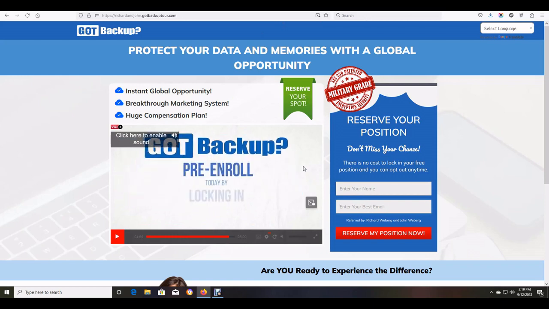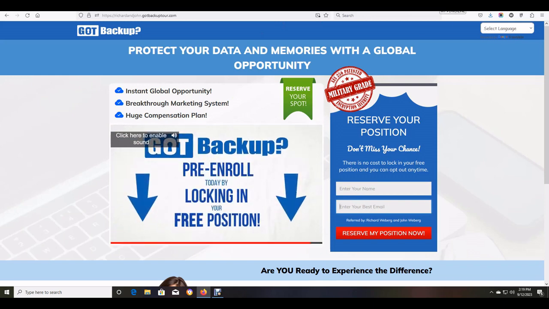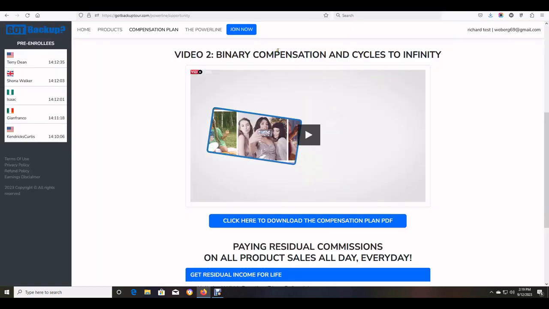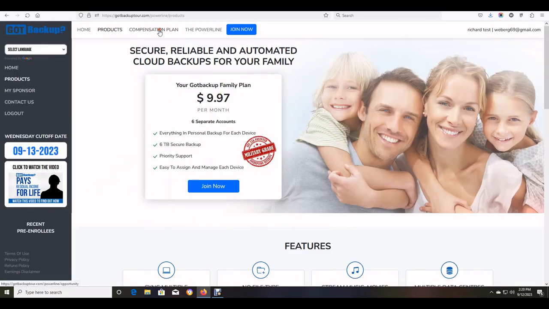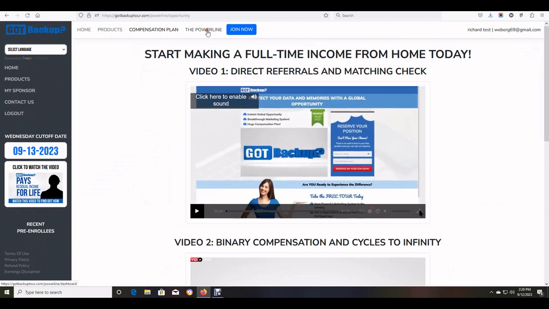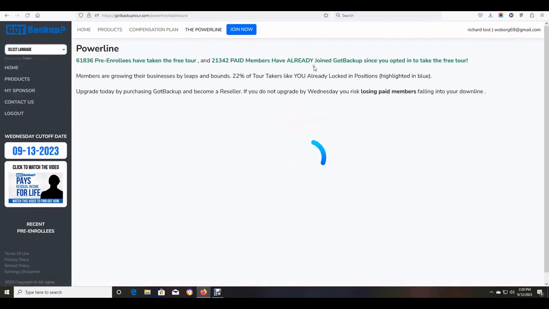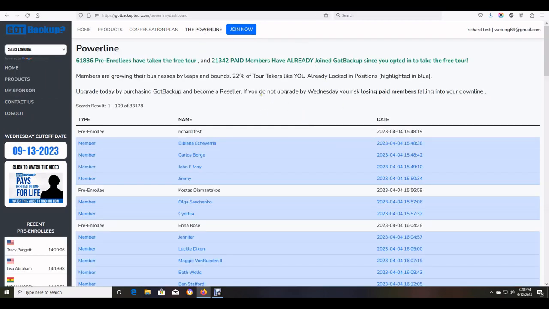And that's going to bring you into what's called my power line, which is our power line area. You're going to be brought back here where you can learn more. You'll land on a home page here where you can learn more about the product, the compensation plan. You can see the power line. And in yesterday's video, I explained what the power line is and what it actually means. So you can watch my video I did on that in my YouTube channel.